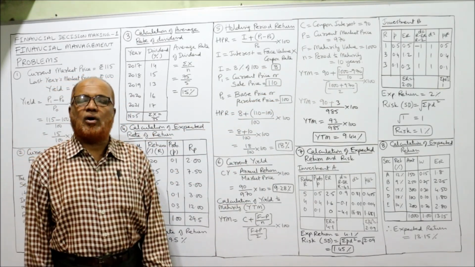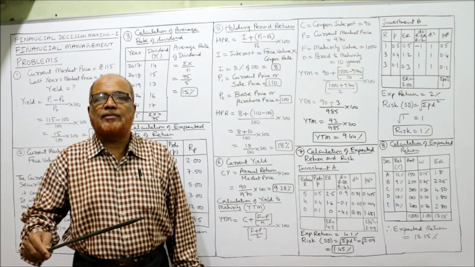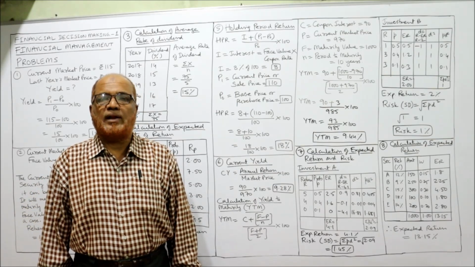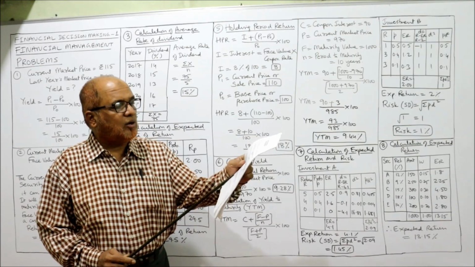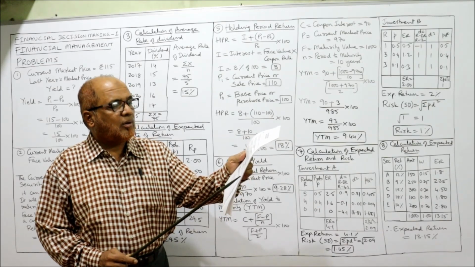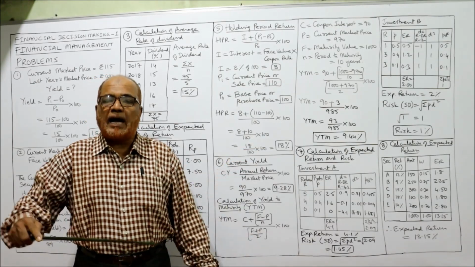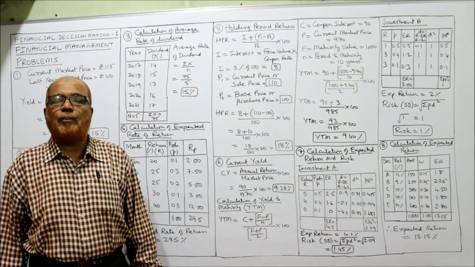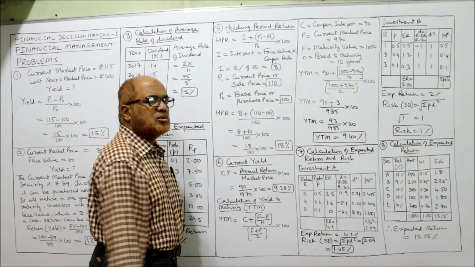F stands for future value. That means at the end of 10 years, the investor will get back the face value. What is the face value of the bond? The face value of the bond is 100 rupees. No, 1000 rupees. Par value of the bond is 1000. So at the end of the 10 years, the investor is going to get face value, par value, that is 1000. So F is equal to maturity value 1000.